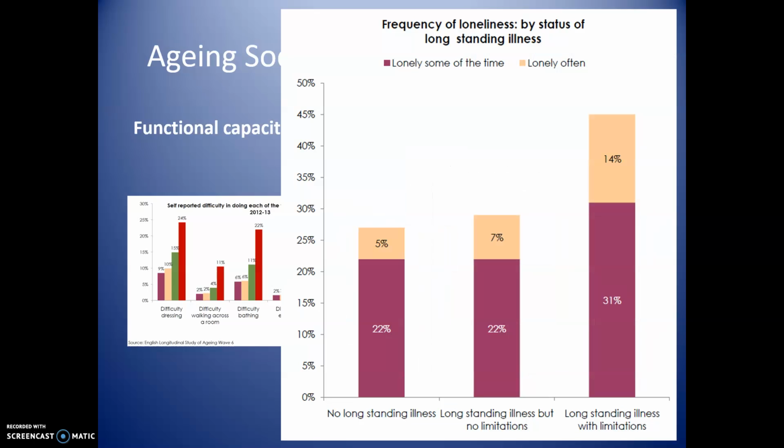Look at this one. What about psychological impact of these things? So this is not about aging, this is really about patients with long-standing illness. And what we're seeing here is that older people with long-standing illness with limitations are much more likely to feel lonely than younger people. And that loneliness and depression has a significant impact not only on their mental health but on their physical health and their social and economic well-being as well.